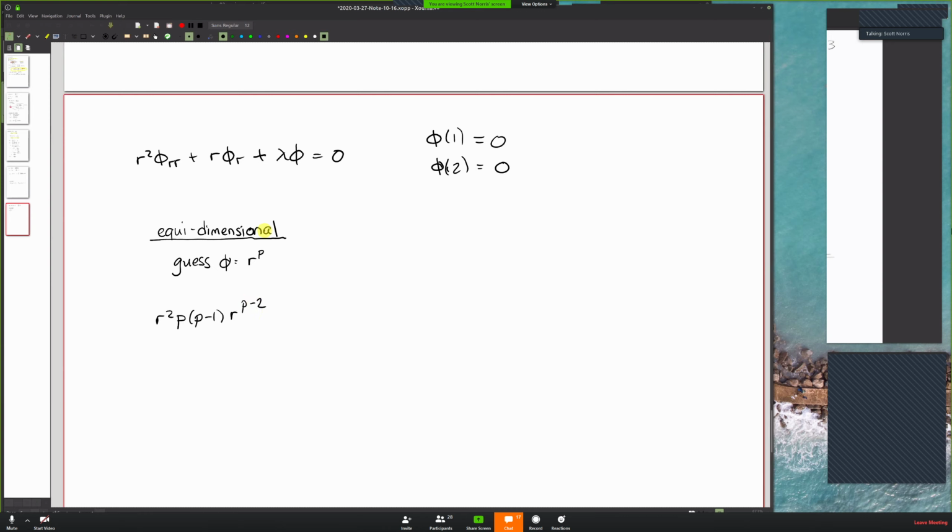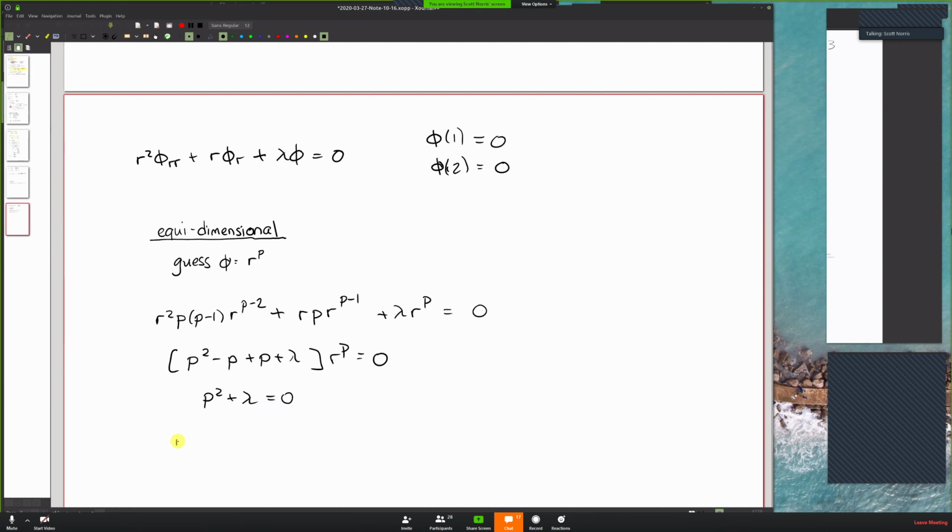Okay, and then what do I get for this term? I have plus r, p r to the p minus 1, plus lambda r to the p, all equals 0. And we've got r squared times r to the p minus 2, r times r to the p minus 1, and r to the p. Those are all equal to r to the p. And so that gives us p squared minus p plus p plus lambda r to the p equals 0. We can divide by r to the p because on the domain 1 to 2, it is never 0. So it's safe to divide by that. We get p squared plus lambda equals 0. All right, so p equals plus or minus the square root of negative lambda.